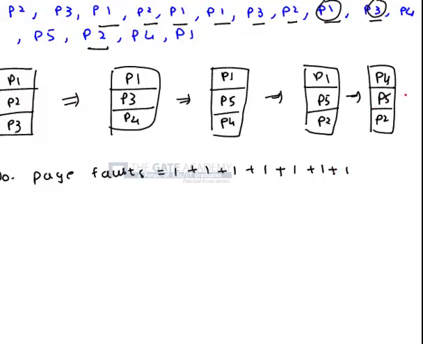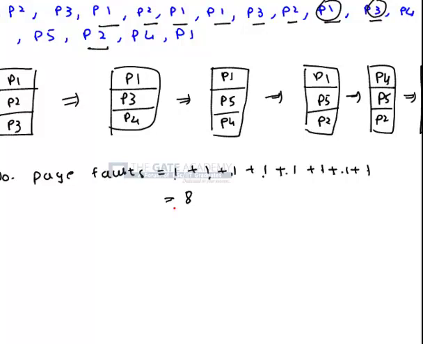And last P1, and it is also not there, so we will replace it by P5. And increment the number of page faults. So total number of page faults are 1, 2, 3, 4, 5, 6, 7, 8. So answer will be 8.